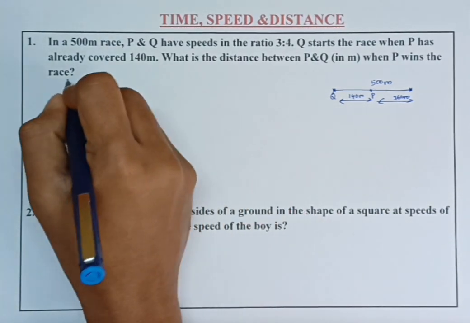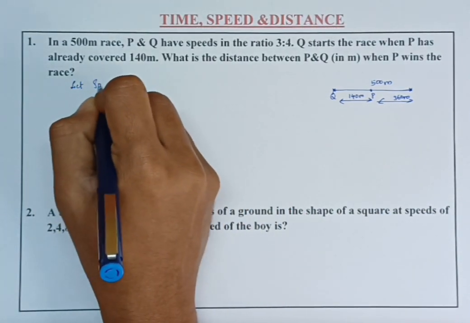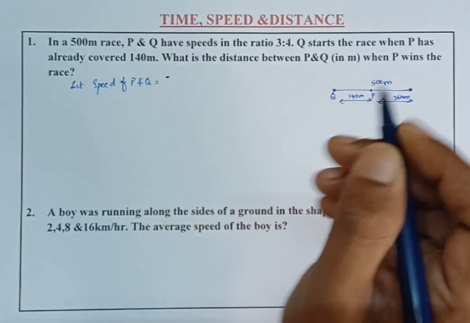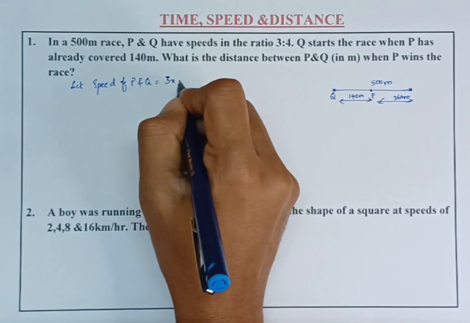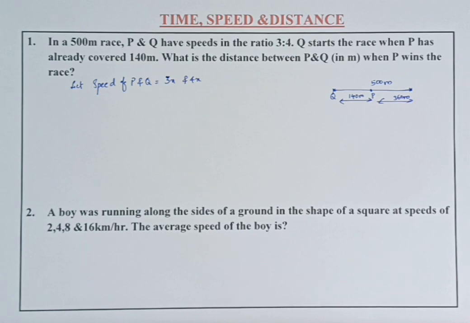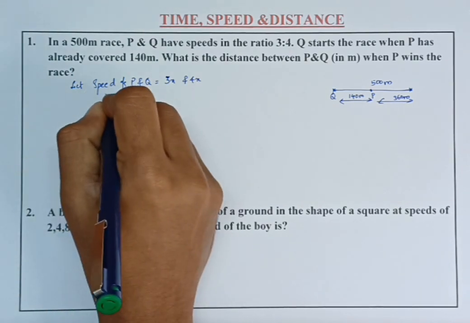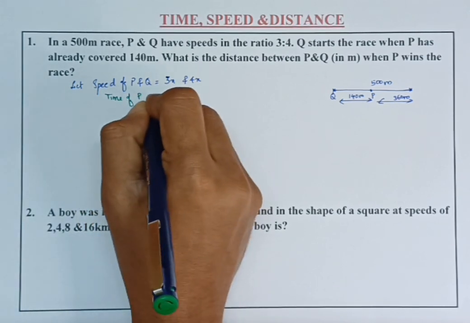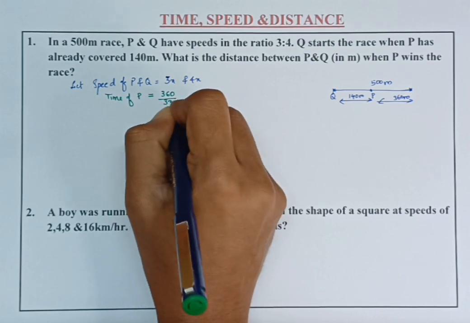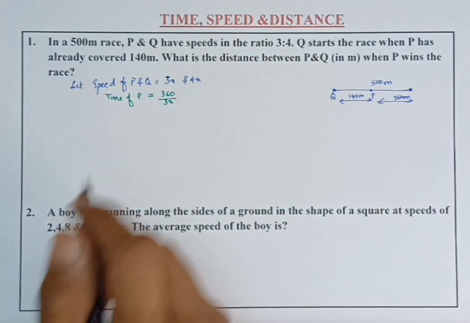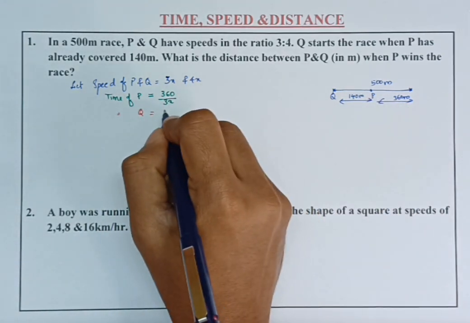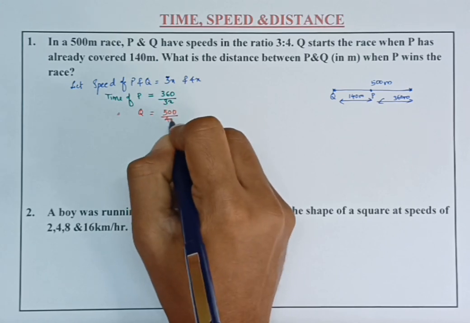That is the question. So let us take speed of P and Q as 3x and 4x, because given that they are in the ratio 3:4. Then the time taken by P will be how much distance he has to travel, 360 by 3x, and the time taken by Q will be, he has to travel 500 meter, and he will take 4x.